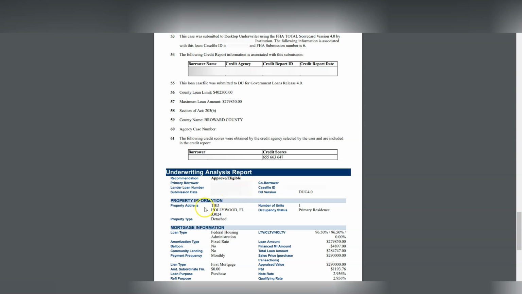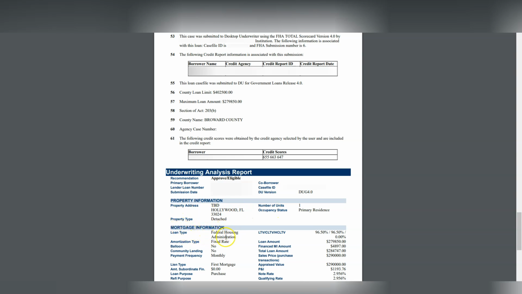It'll have the property address where it says property information, the property type. Number of units in this case is 1. Very important, occupancy status, primary residence. Now, when it's an investment property or a secondary home, this will affect the approval because you need to make sure that the loan to value is not higher than a certain percentage so that the loan is approved by DU or LP.